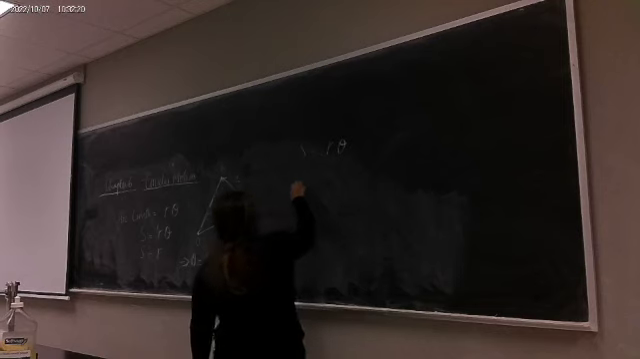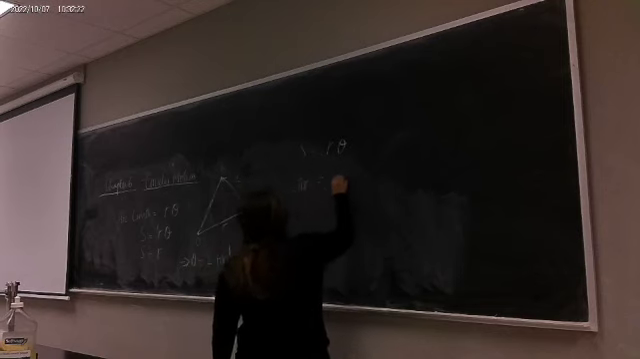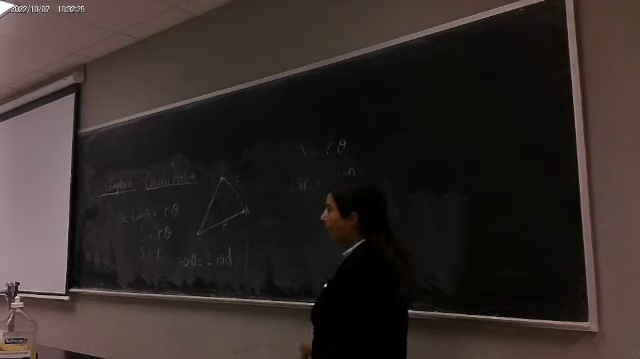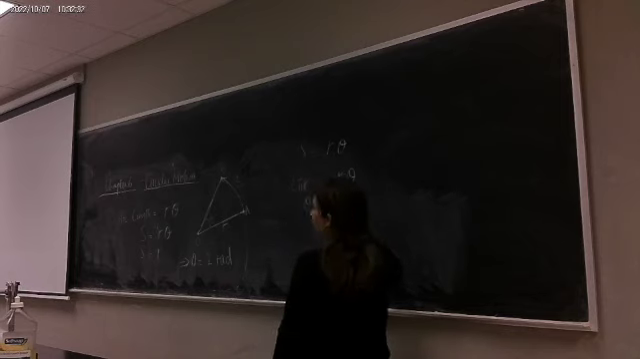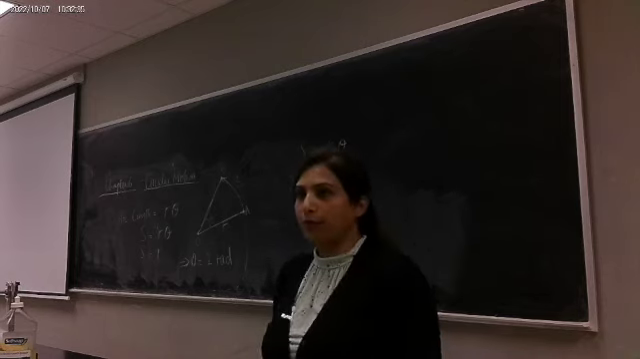If there is one complete rotation, S is equal to R theta. If there is one complete rotation, the total distance covered will be 2 pi r, so R theta equals 2 pi r. R gets cancelled. Theta is equal to 2 pi radians. Now these are not new things. You have seen them before. I'm just introducing them again in terms of radians and degrees.